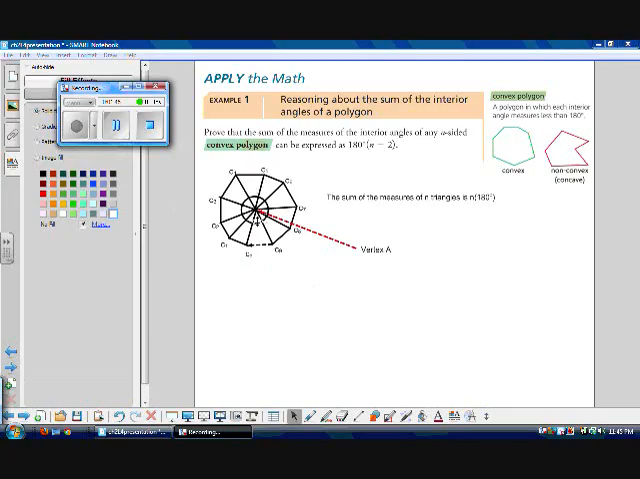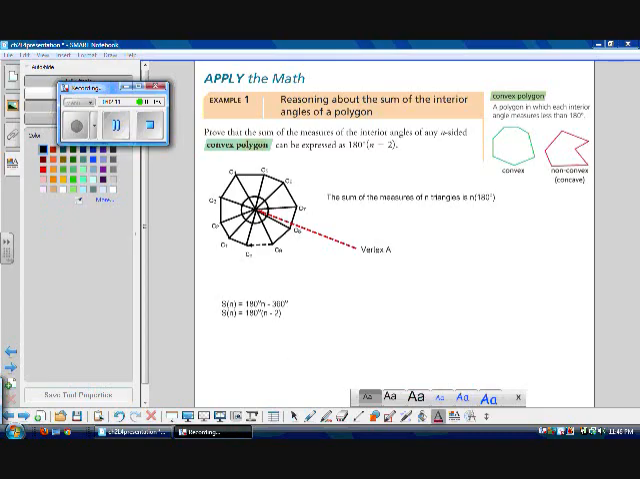So all of these angles at vertex A, when they're put together, form a circle. And we know that the measure of a circle is 360 degrees. Therefore, the sum of the measures of the interior angles of our n-sided convex polygon is 180 degrees times n, our number of sides, minus 360 degrees. And if we factor 180 degrees out of this expression, we get that the sum of the interior angles of a convex polygon with n sides is equal to 180 degrees times the number of sides minus 2.